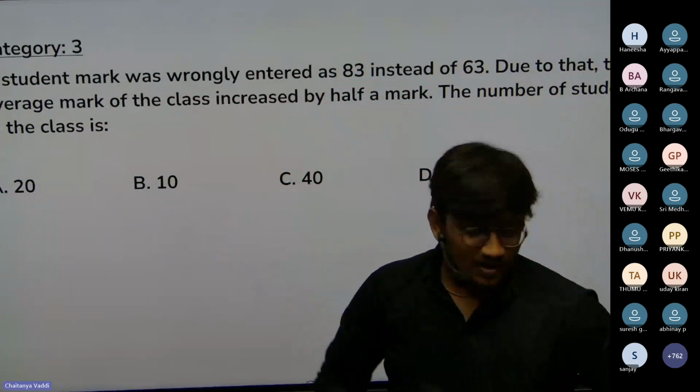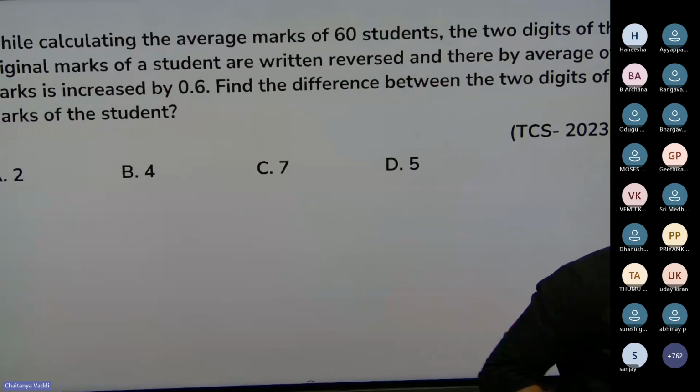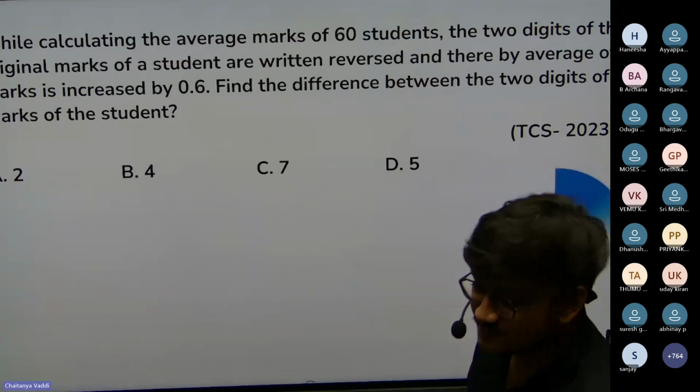Now I'll give you one question which was asked in the test. Timer starts now. You can see the time. Time is ticking, so read the question carefully. Similar pattern of question which was asked in TCS 2023. 1 minute.